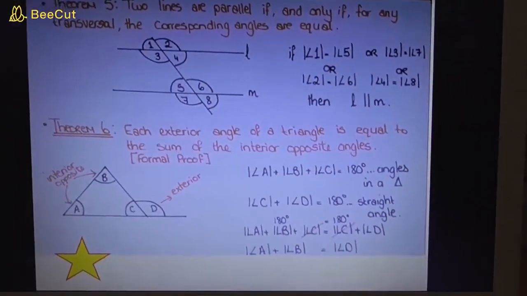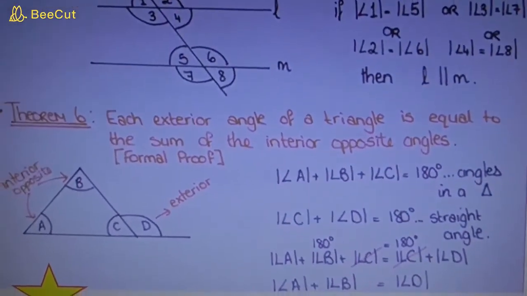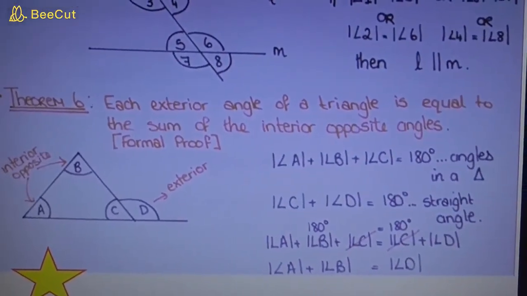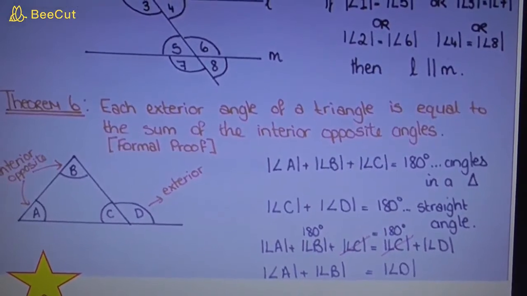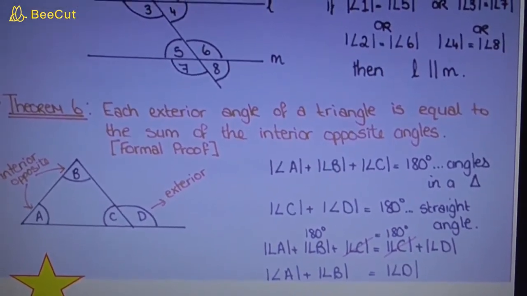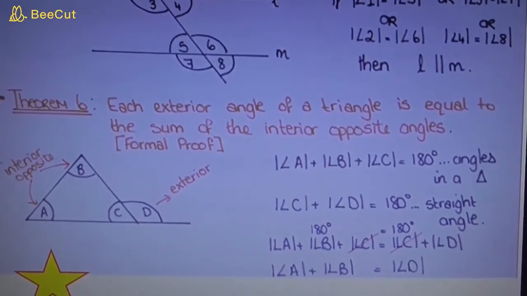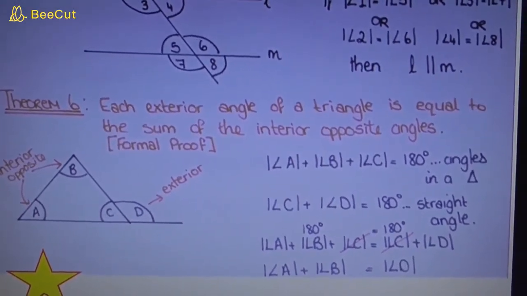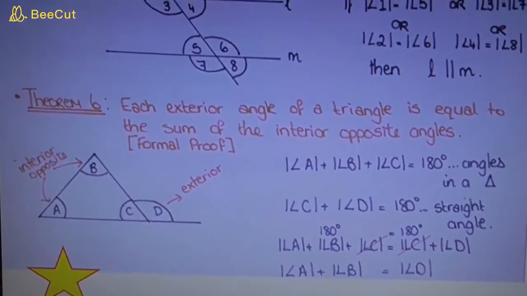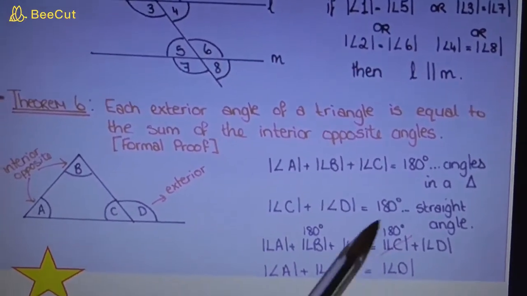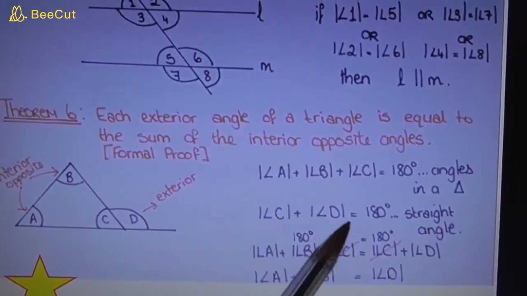Okay, so we already know that the three angles in a triangle should add up to 180 degrees. So angle A plus angle B plus angle C is equal to 180 degrees. Angles in a triangle, that's your reasoning. I also know that angle C and angle D are on a straight line, so they should equal 180 degrees if I add them together. Remember, you always have to give your reasonings. So straight angle, that's your reason.